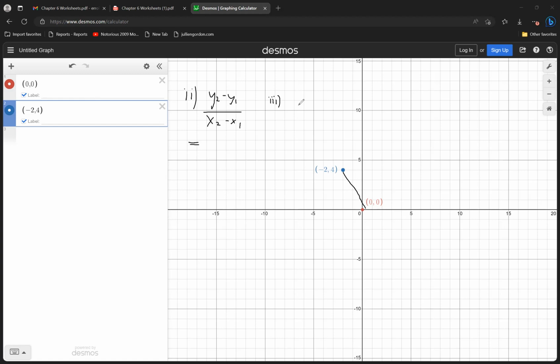Okay, what was the question? Sorry. All right, so we got the 2 points. Now we're trying to find the slope. What's y2? What's y1? What's x2? What's x1?